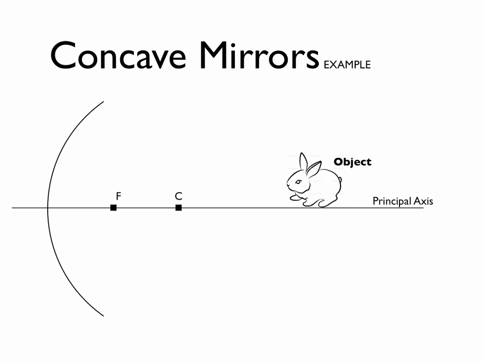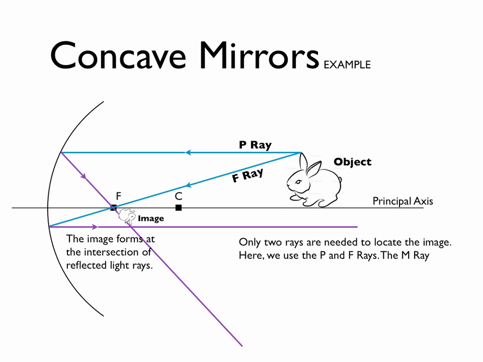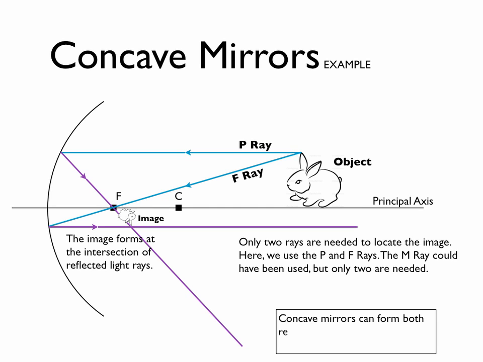So I'll start off with a P ray, and it reflects through the focal point. Then I'll do an F ray, and it reflects parallel to the principal axis. Where those two reflected light rays intersect, the image forms. And since we used the tip of the ear on the object, that's where the tip of the ear on the image is. I didn't use all four types of rays because only two are necessary. You get to choose whichever two are most convenient for you. I liked, in this case, using the P ray and the F ray.